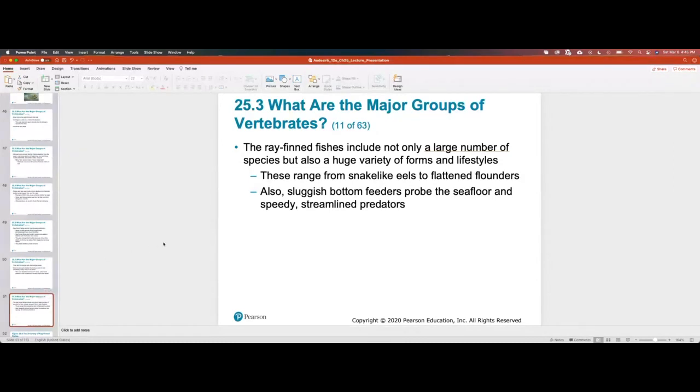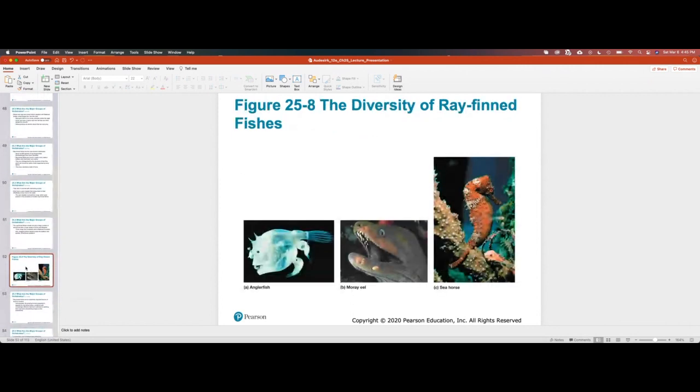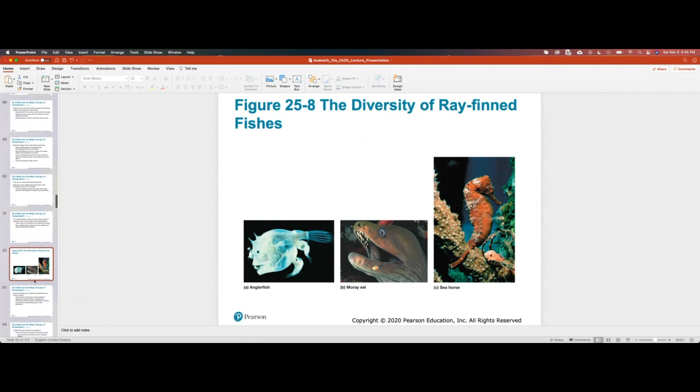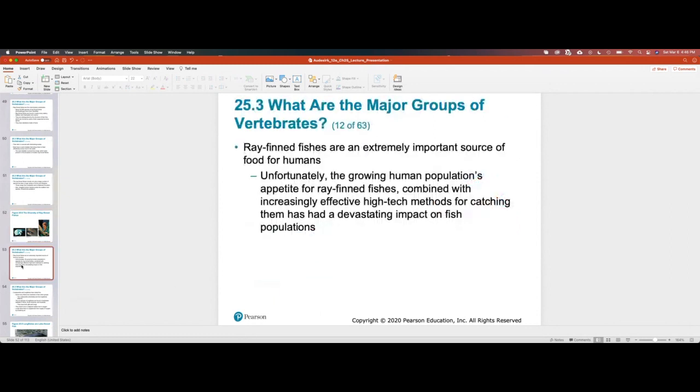So there are different forms of ray-finned fishes, and they range from snake-like eels to flattened flounders. They can also be predators that are streamlined or bottom feeders. So here we have a different example. Again, look at the teeth on that eel. Imagine a human with teeth like that.